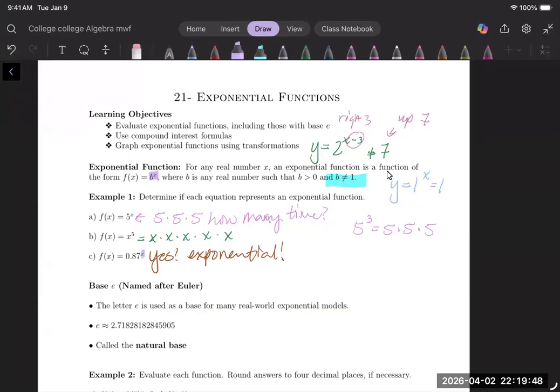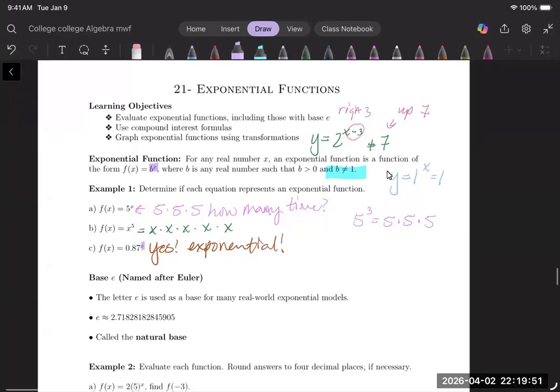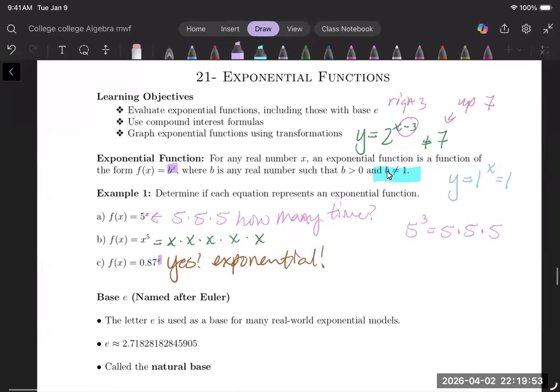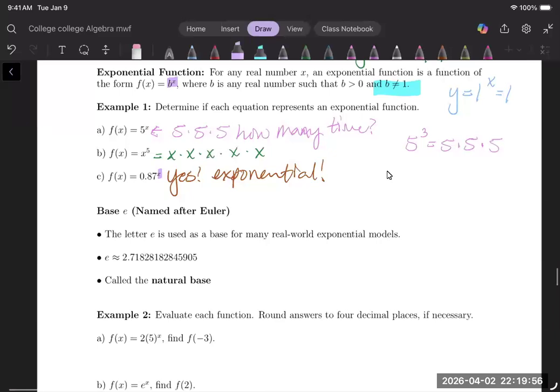Okay, so now base e. Base e gets a very special whole section named after Euler. Don't say Euler, it's Euler. It's German, so it's got a weird spelling. It's named after the man who found it, but e is used as a base for many real-world exponential models. e is approximately 2.718.